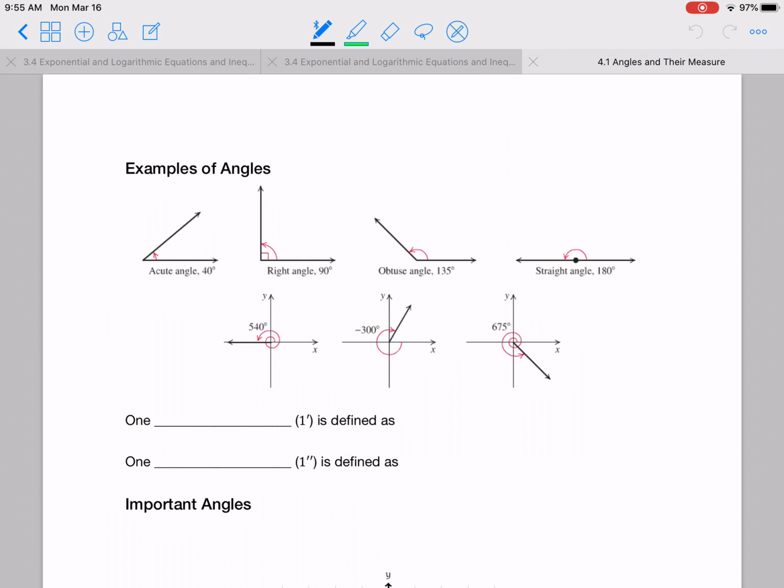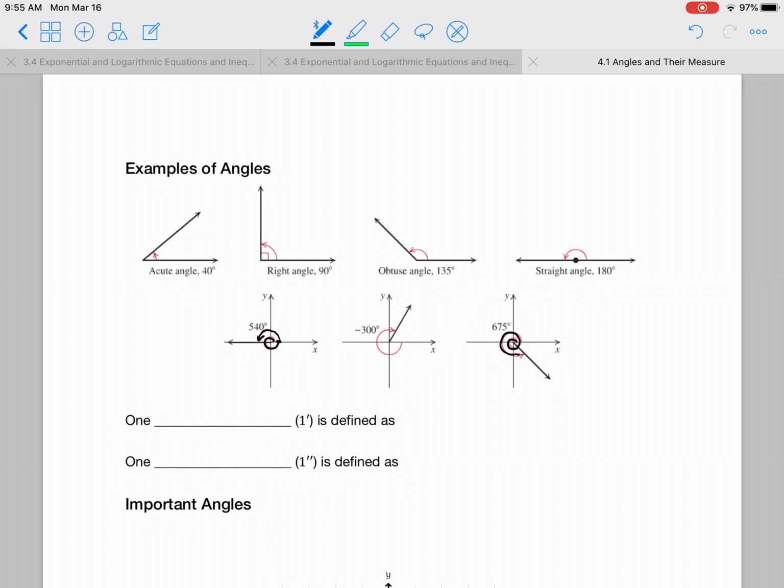Here's some other just little angles. This is a positive 540. This is a minus 300. Here's a 675 where we're going around one full rotation here and then continuing on for another almost full rotation. And it's kind of like this one. We did one full rotation there before doing another half of rotation there. And so that gets us to that 540.